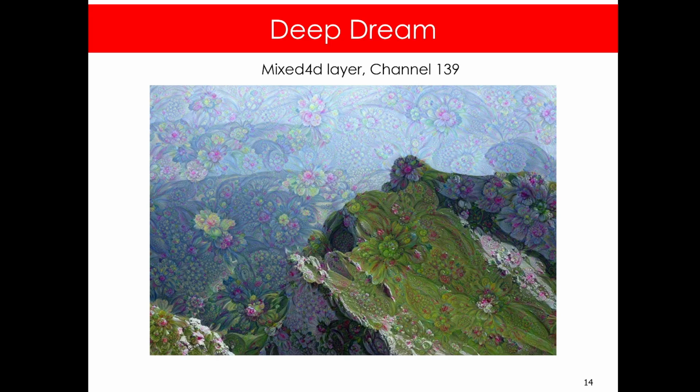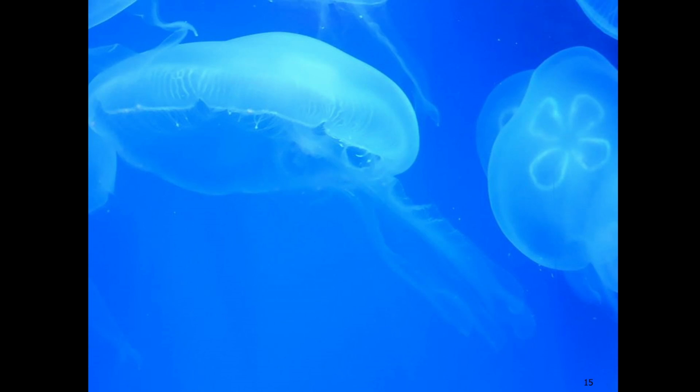If we try to maximize the activations of channel 139 in the mixed 4D layer, then we can see the flower-shaped patterns again. Finally, I'm showing one more result. This was the original image, and we tried to deep dream different animal-shaped like patterns into this image.